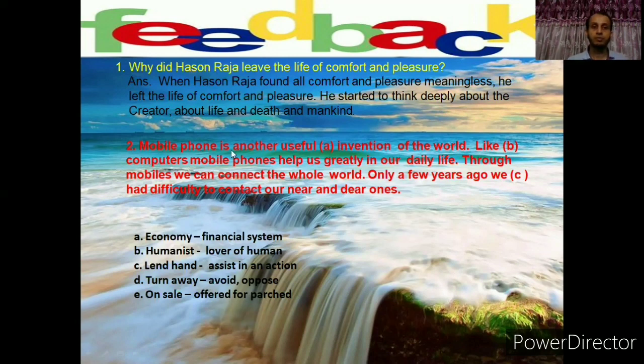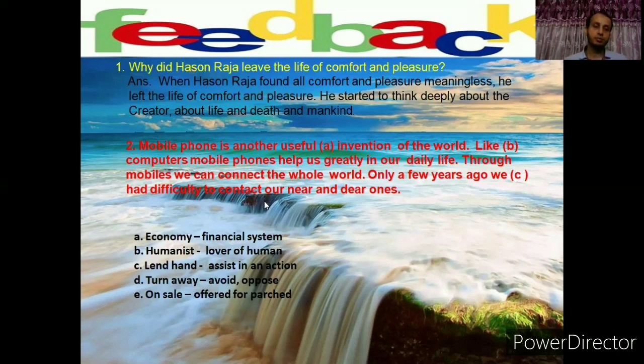And number 2, mobile phone is another useful invention of the world. Like computers, mobile phone helps us greatly in our daily life. Through mobiles we can connect the whole world. Only a few years ago, we had difficulty to contact our near and dear ones.